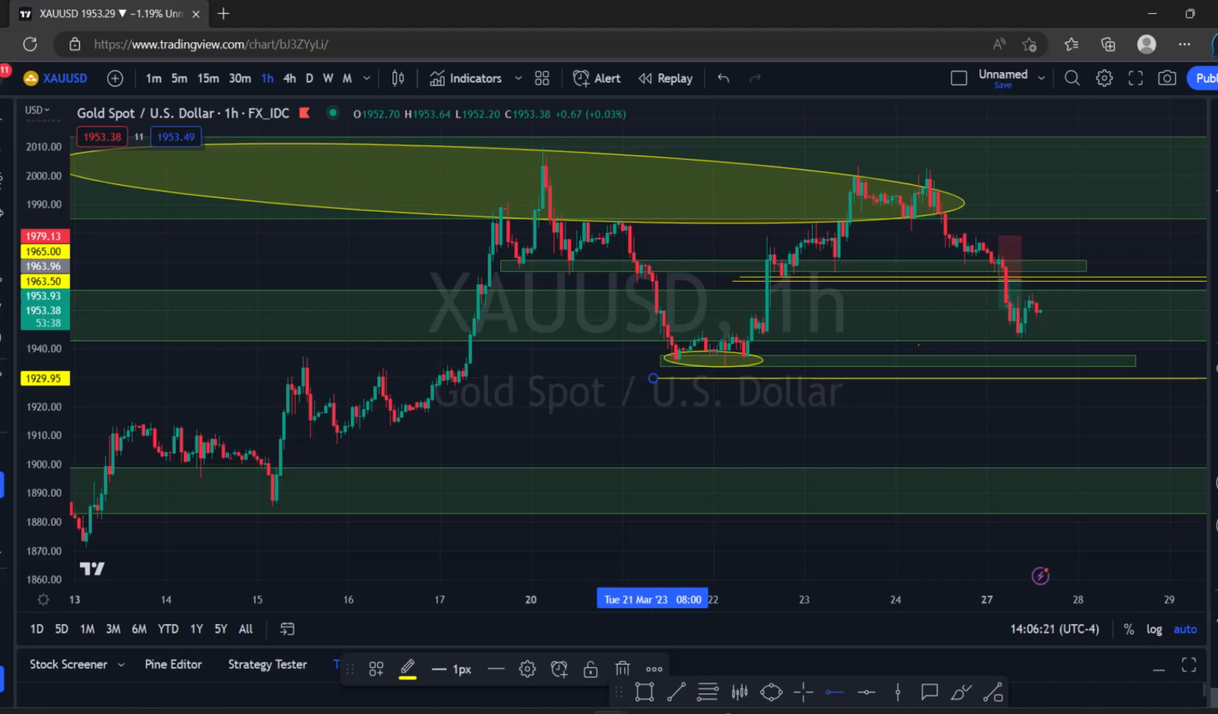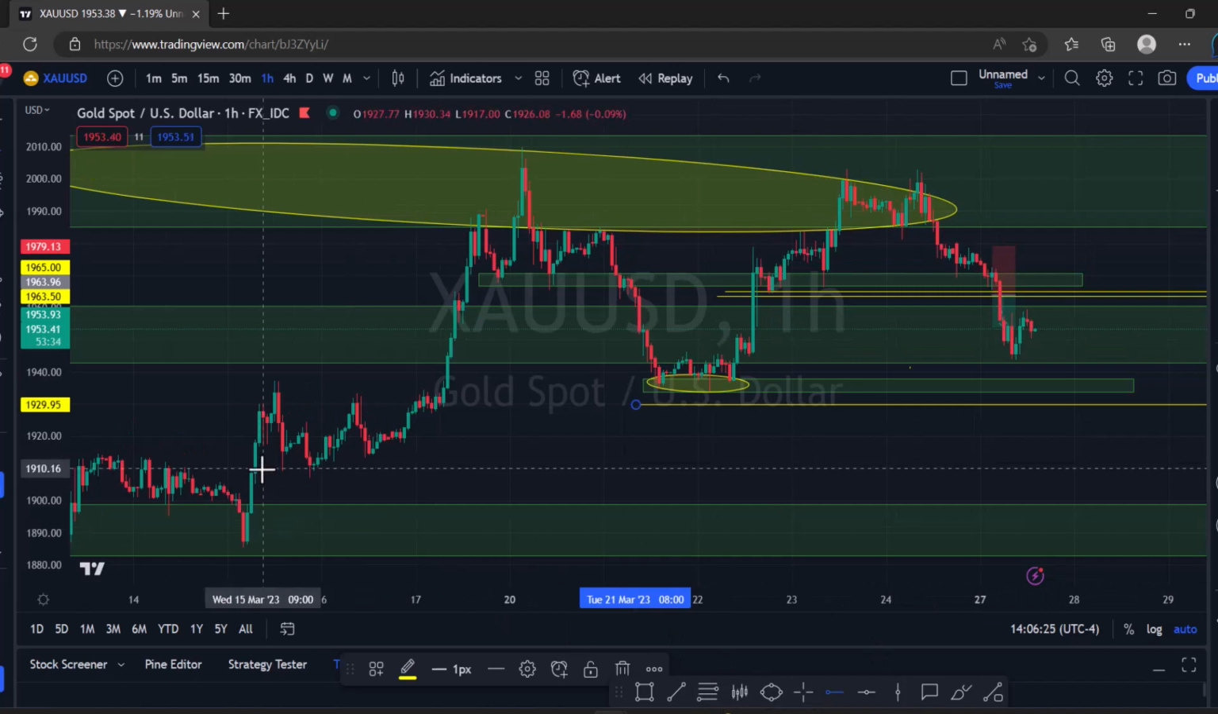If price breaks 1930, that will probably be my next sell stop, and I'll ride that all the way down to this area right over here, the 1910 area. So that is 200 pips. That is a huge move, and that could be a potential move for the week.